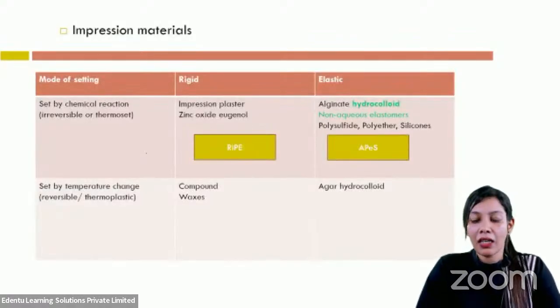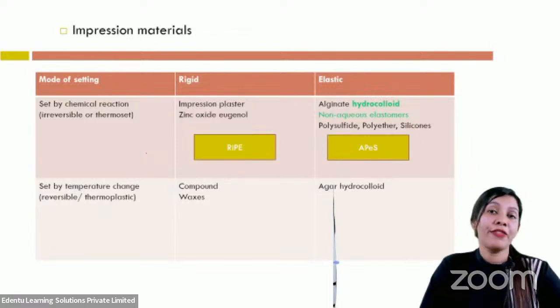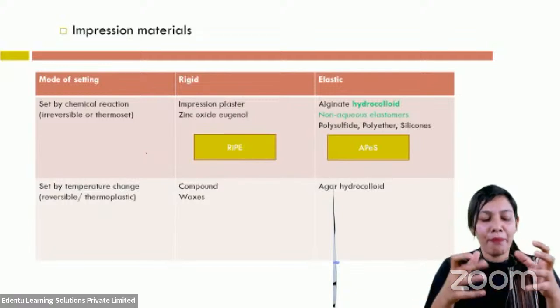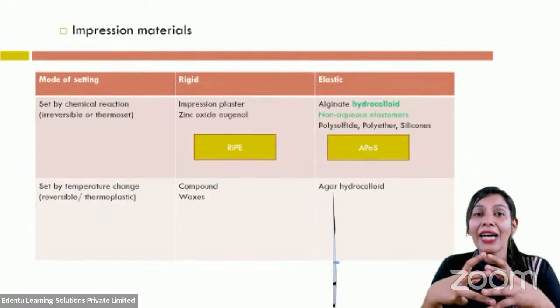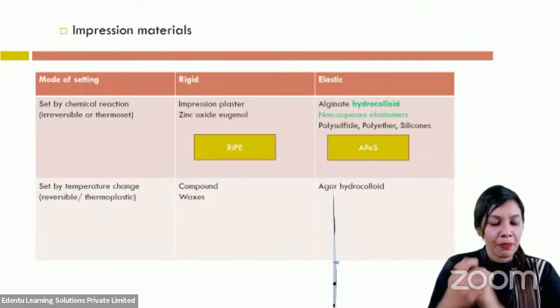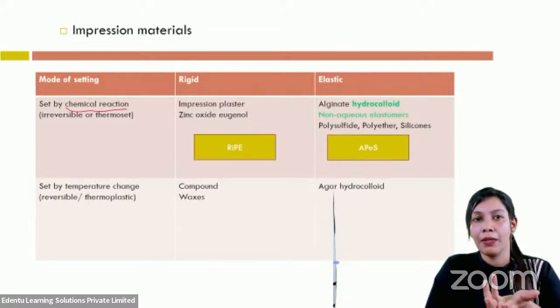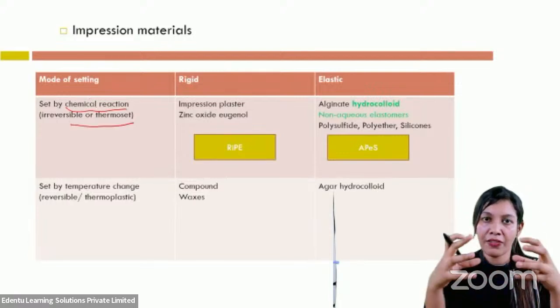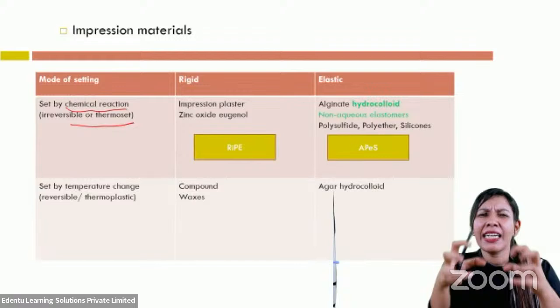Very important and very commonly asked are the impression materials and their classifications. First of all, the mode of setting. We have been using agar and alginate in our clinical practice. Based on the mode of setting, there are two types of setting taking place: chemical reactions and temperature changes. See the first one. There is a certain chemical reaction taking place, so it is irreversible. That is called thermoset. Because of the chemical reaction, there is a change in the temperature, and there is complete setting of the material.